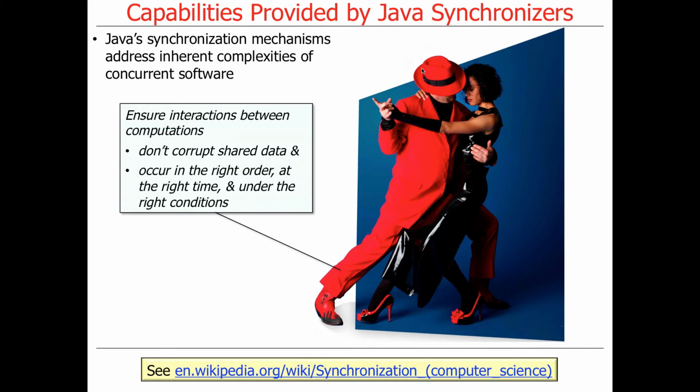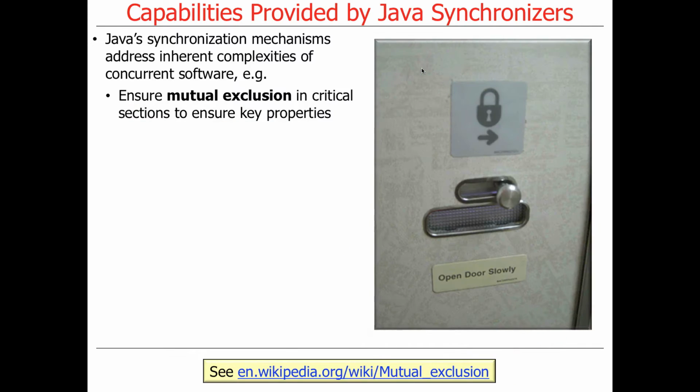So I like to think about this stuff visually, and think about people dancing or something like that, where they have to synchronize their interactions so they don't step on each other or fall down or trip or whatever. One of the things that are important with respect to synchronization is ensuring mutual exclusion. And mutual exclusion, as we'll see, really deals with several different properties.